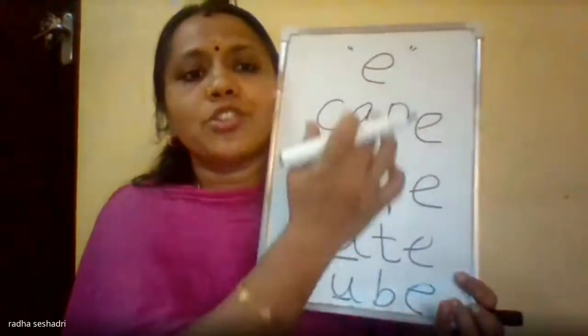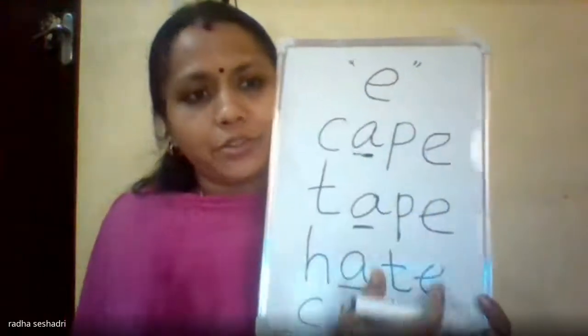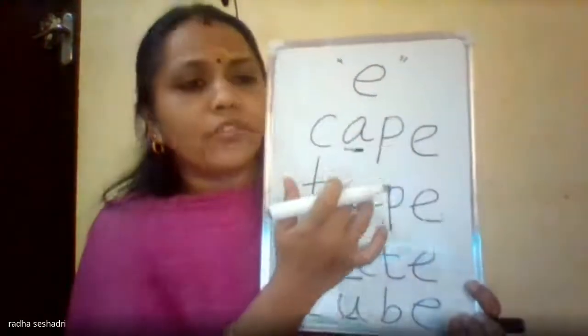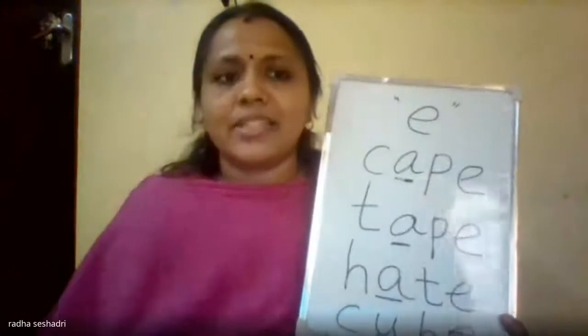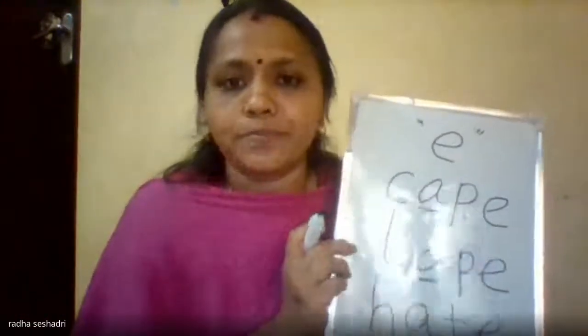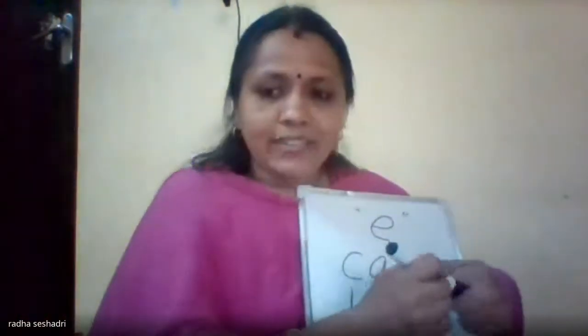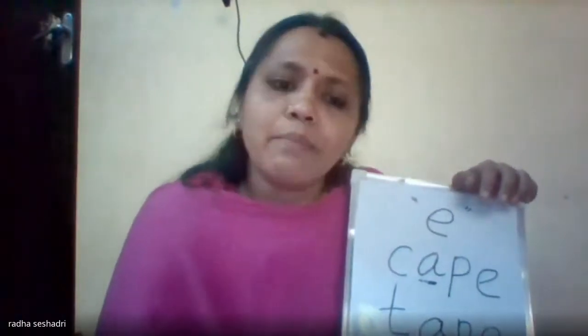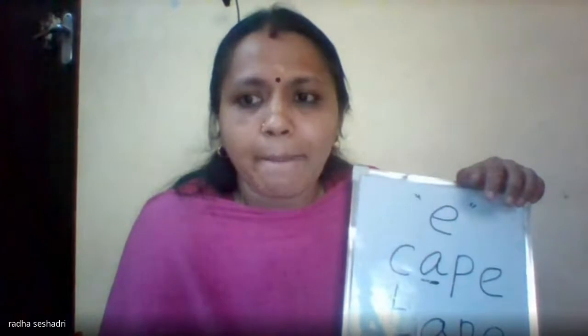Understood, children? So when you add the magic E to the end of the words, the sound of the vowel will be the name itself. We will not use the sound. Okay? Quickly, we'll do the worksheet. We'll practice today. Maybe on Monday, we'll write this.